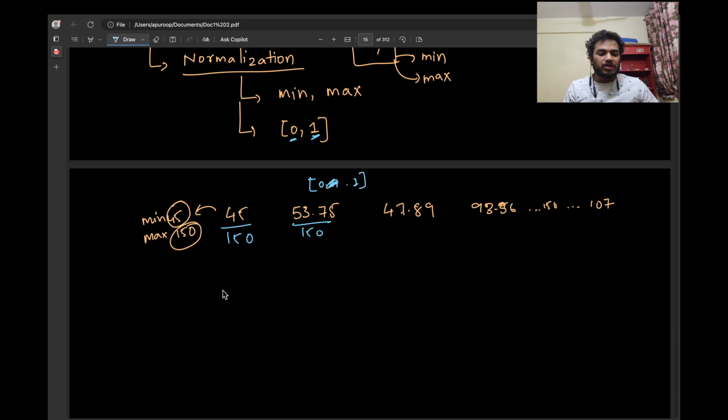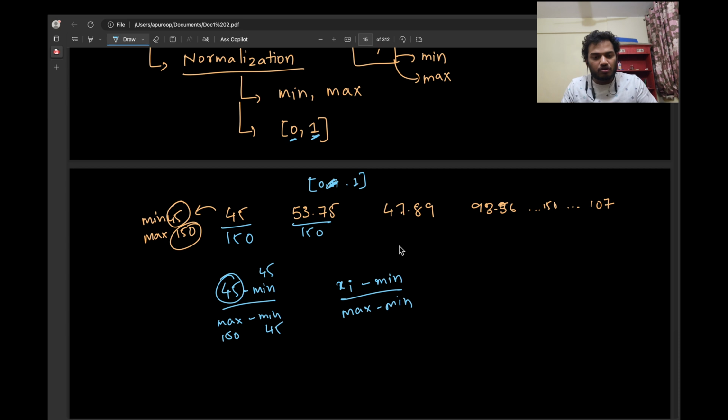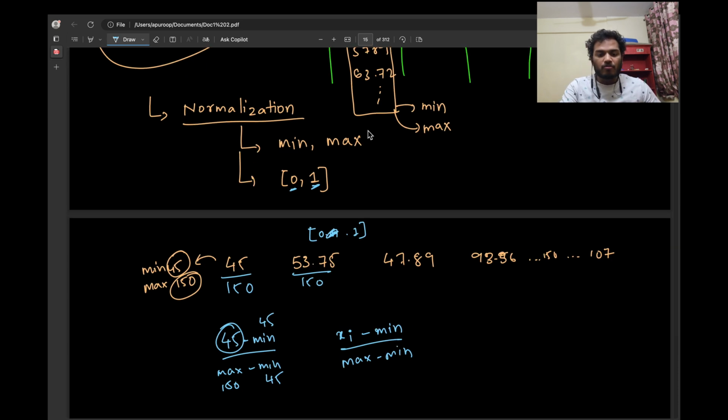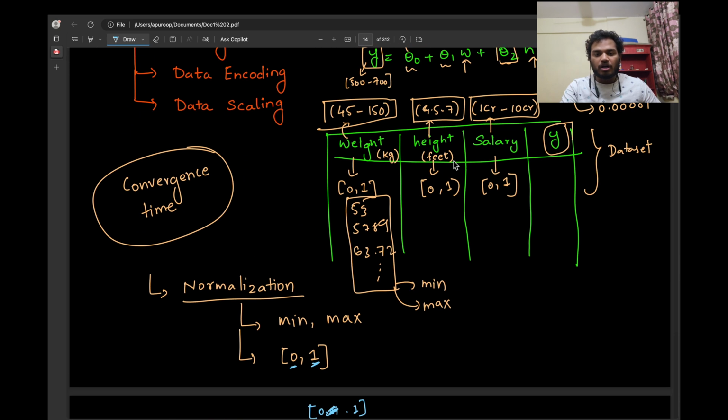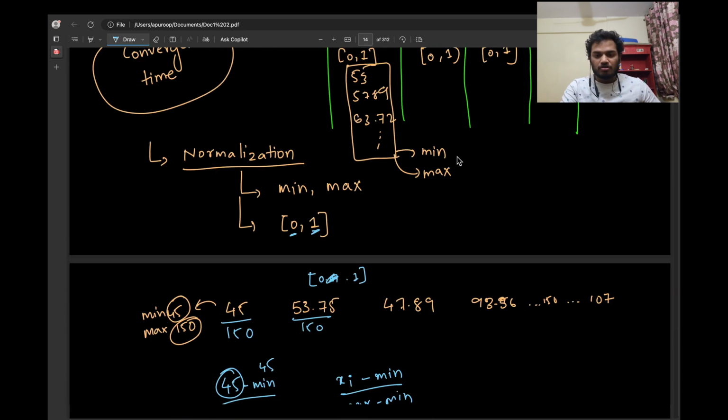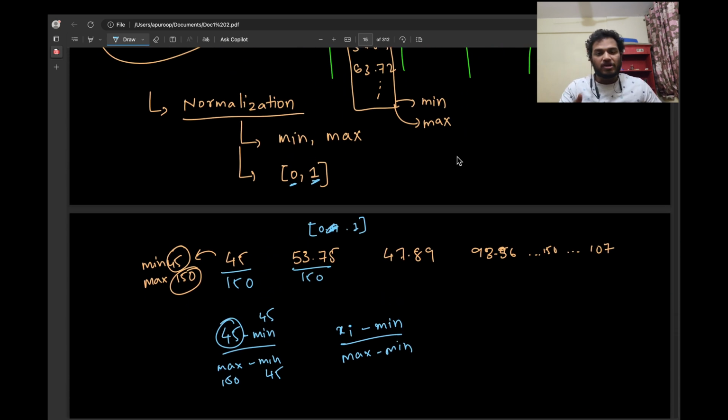In order to do that, we can do something like 45 minus min by max minus min. In this specific case, this will be 45, this will be 150, and this will be 45. If we generalize this, the data point is some xi, and the formula is (xi minus min) by (max minus min). And these are specific to one column. Now we are discussing only the weight column, right? And similarly, we'll perform the same formula on height and then salary as well. So this is the data normalization technique.